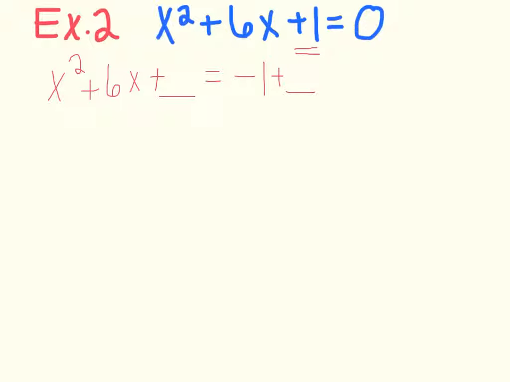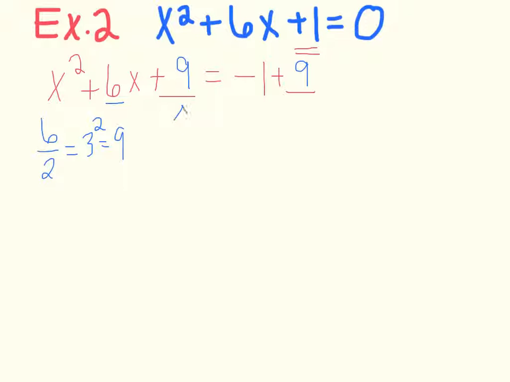plus blank. Now, to get the value that goes in our blanks, we must take our linear term 6, take half of it to give us 3, then square 3 to give us 9. So we have plus 9, then plus 9. So then we'll factor the trinomial and simplify the side of the equation.